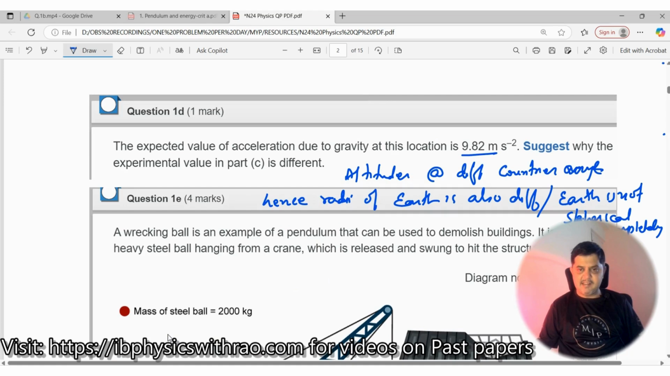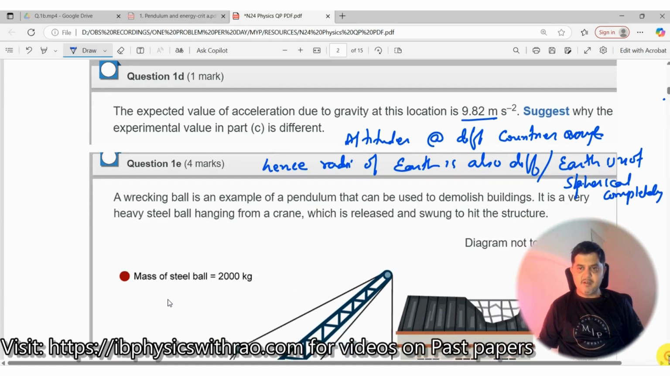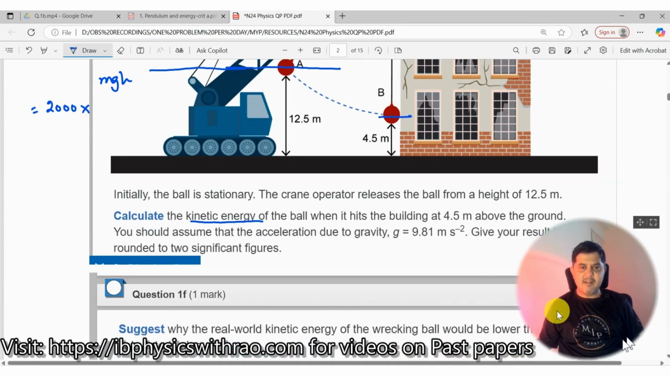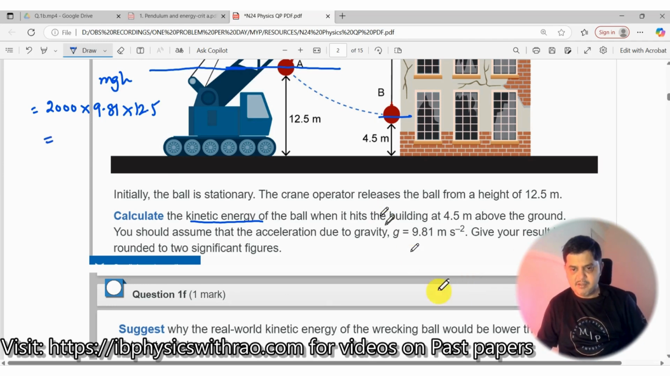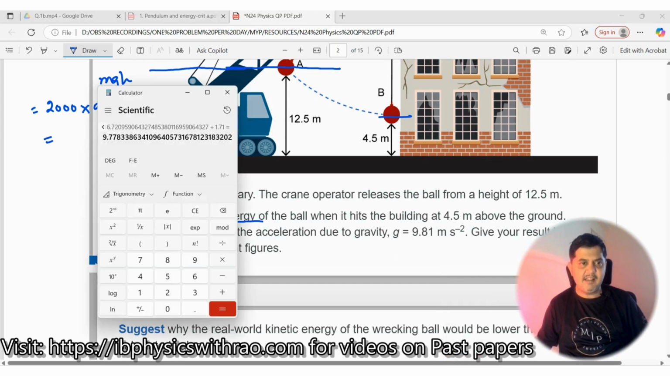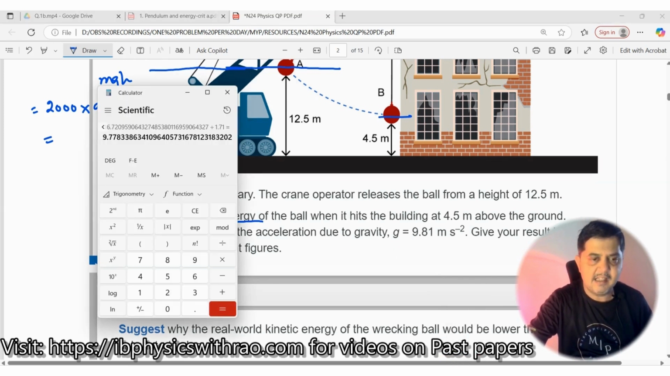It depends on what he is giving over here. Wrecking ball is an example. Now, is it given anywhere? It is given here: 9.81. So take this value 9.81 multiplied by the height, 12.5. Let us calculate this value so that you will be able to write correctly the value of the kinetic energy. Potential energy here first, then I'll tell you what the kinetic energy is.